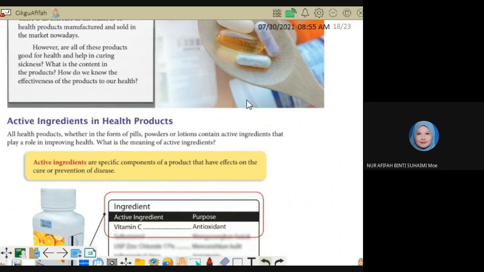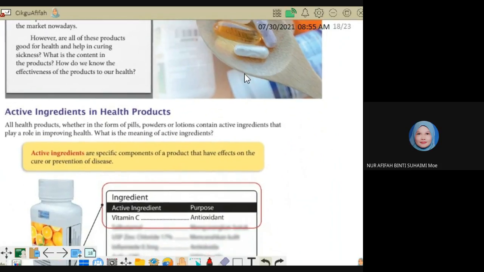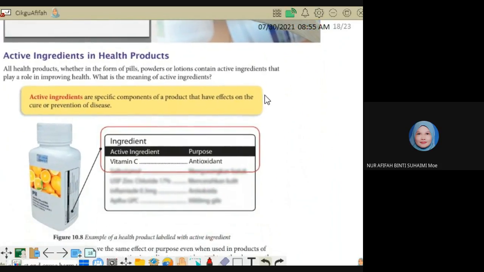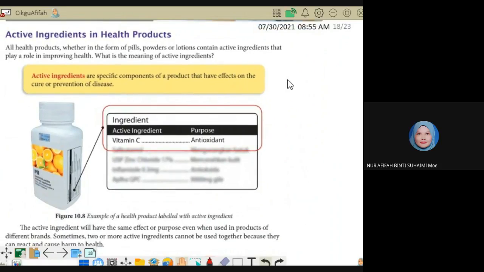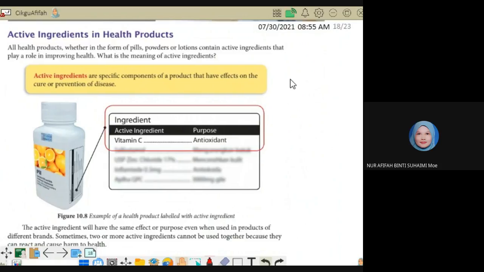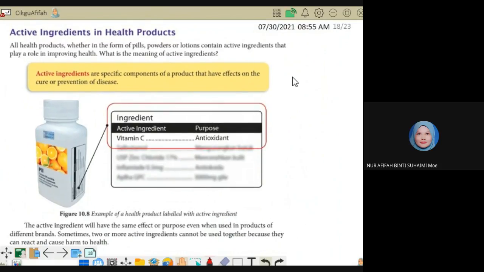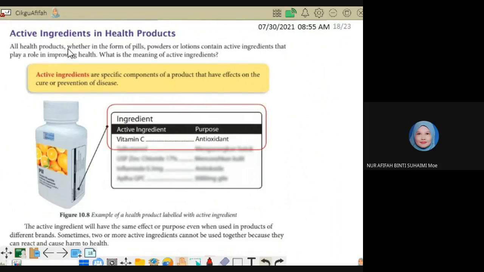So kadang-kadang kita curious juga kan dengan suplemen yang ada dekat pasaran. Tapi nak yang betul-betul tu dekat farmasi lah, lebih selamat daripada you beli dekat Shopee ke, dekat Facebook ke, dekat online ke. So check dulu. Okay, nak check apa? Check the active ingredient in the product. So check the active ingredient. What is active ingredient?